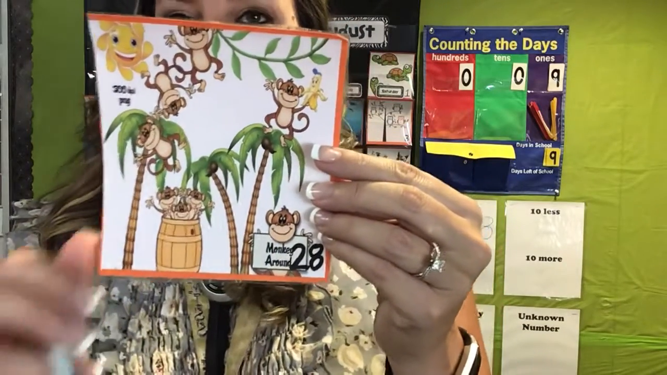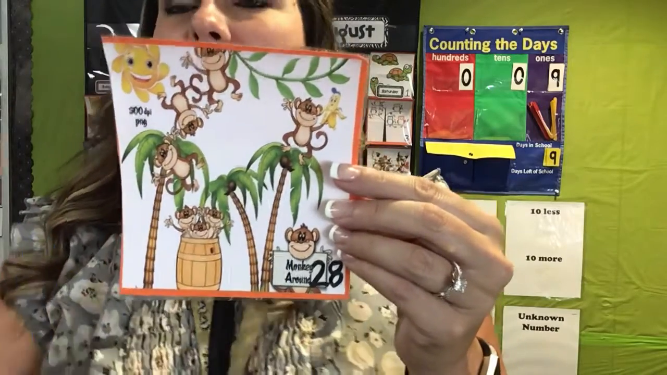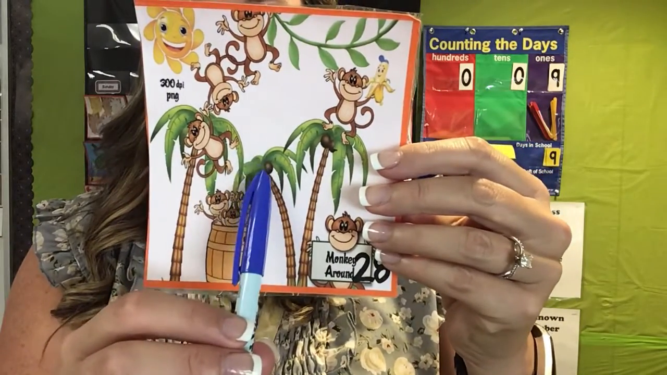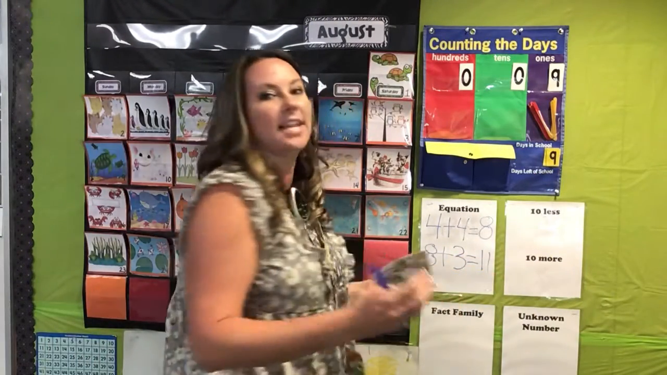So sometimes what I do, instead of going through and counting all the monkeys, 1, 2, 3, 4, 5, I just say, you know what? I already know we have 8 monkeys. So I'm going to start at 8. So I touch my head and I say, 8. And then we count on 9, 10, 11. 8 plus 3 equals 11 things in all.